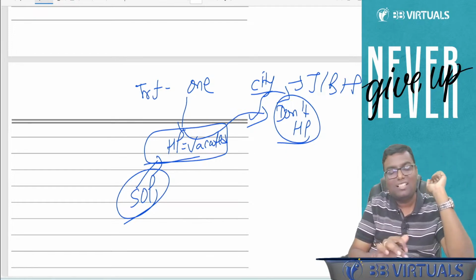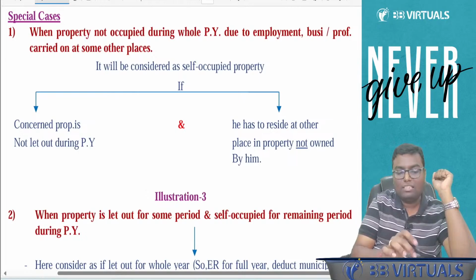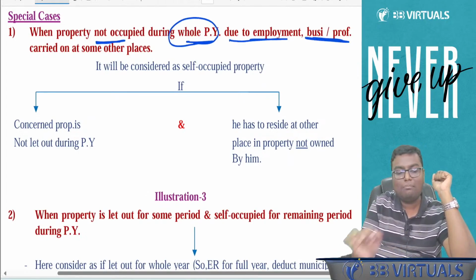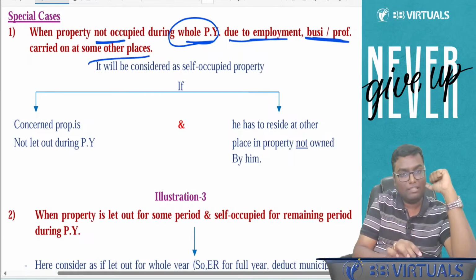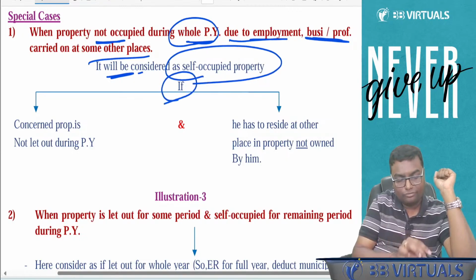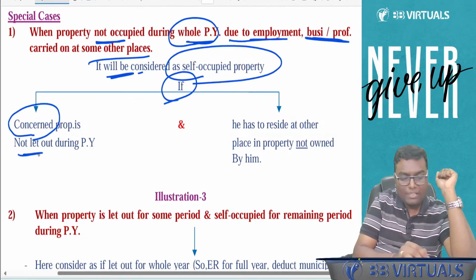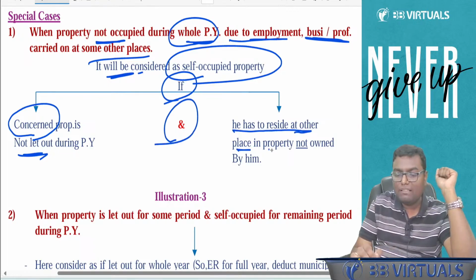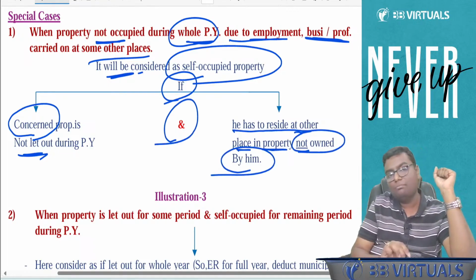Case is over. See what I have written over here. When the property is not occupied during the whole previous year due to employment, business or profession at some other place, then the property will be considered SOP if that concerned property is actually not let out and he has to reside at some other place in a property which is not owned by him.